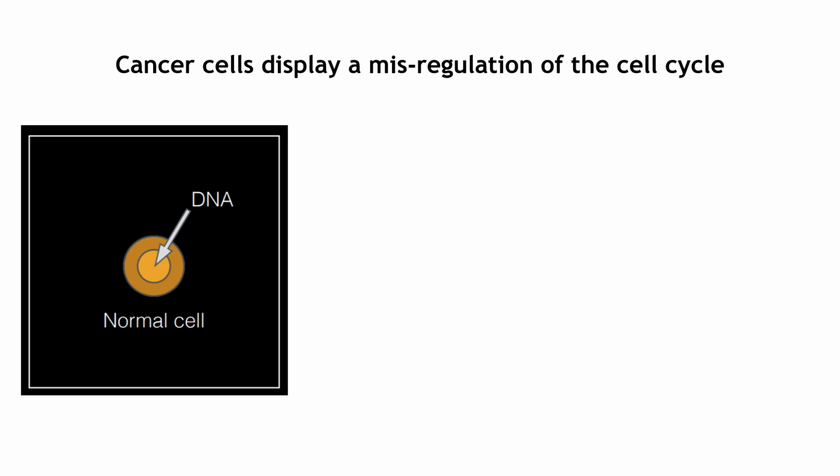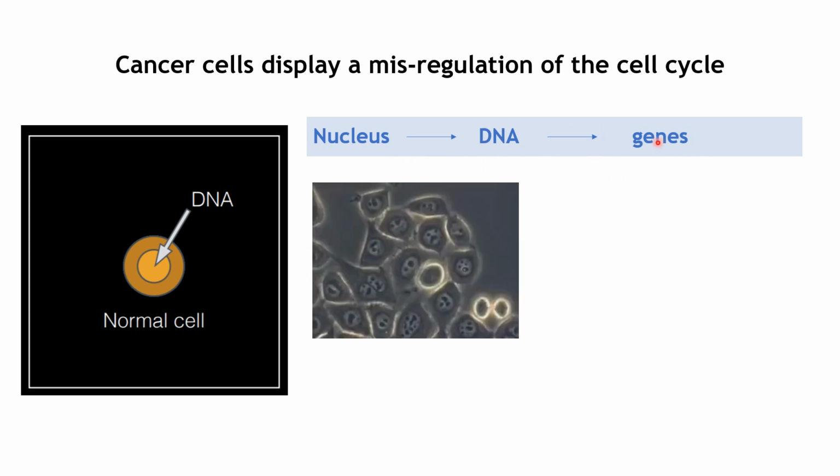So you have the DNA, you have a normal cell, and remember, in the nucleus you have DNA, and you have different genes. What happens here is that if the cell divides, instead of identical cells, you start forming these irregular, three dividing cells at the same time. You're not going to have the same number of genes.